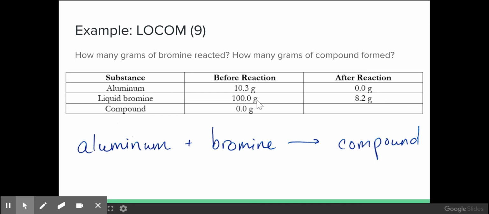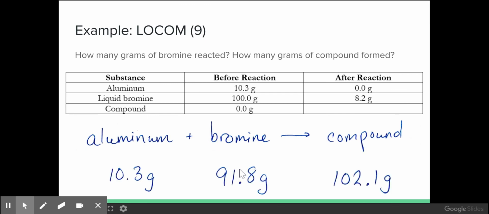The mass of my bromine is actually the difference between 100 and 8.2 grams. And that comes out to be 91.8 grams. Then, to find the mass of the compound, all I have to do is add these two numbers together, because both reactants' masses should be the total mass of the compound after the reaction, which is 102.1 grams.